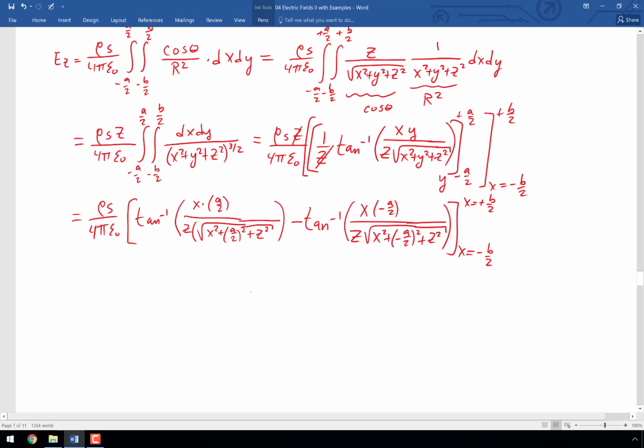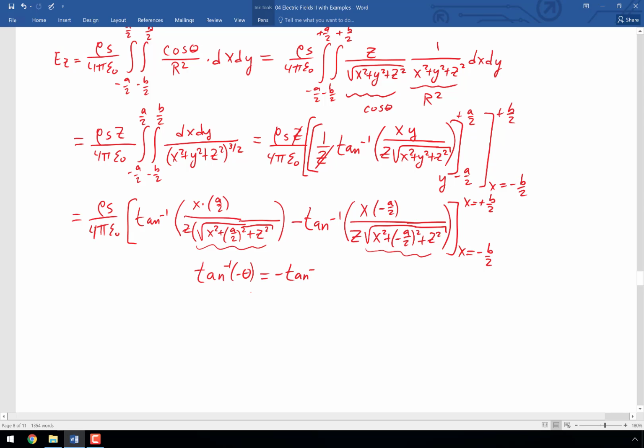Let's take a minute and observe that the denominators are identical. These denominators are going to be exactly the same because when I square that negative a over 2, the negative sign is going to go away. I can then also see that basically the numerators are the same except for a negative sign. And if I remember that the tangent of negative theta is equal to the negative tangent, the negative arctangent of theta.